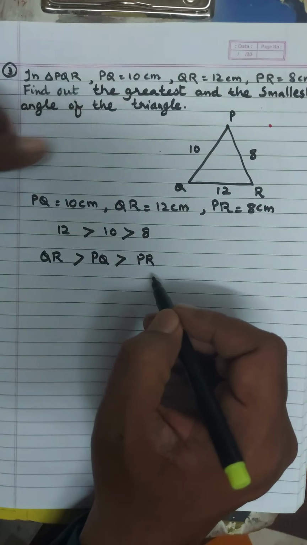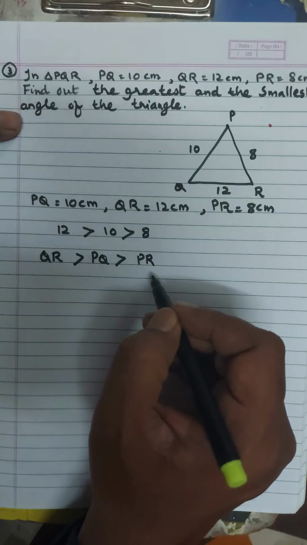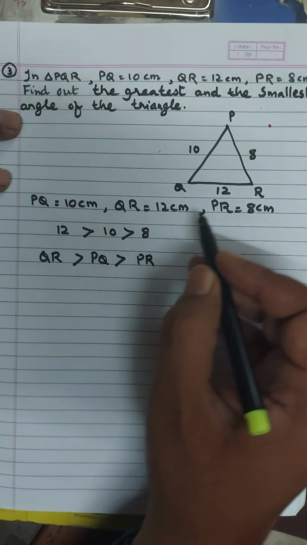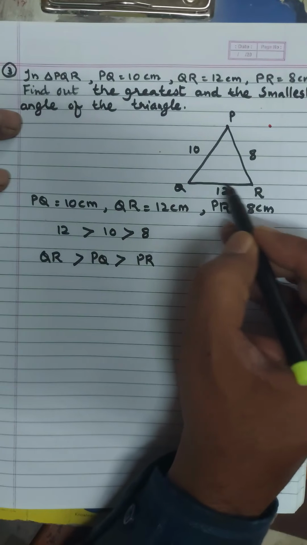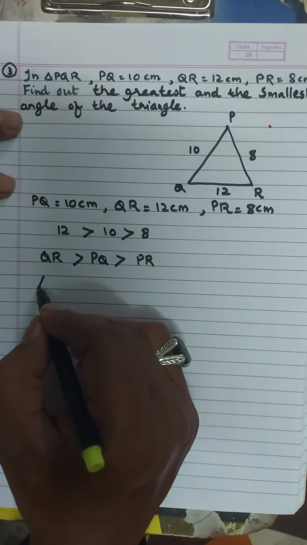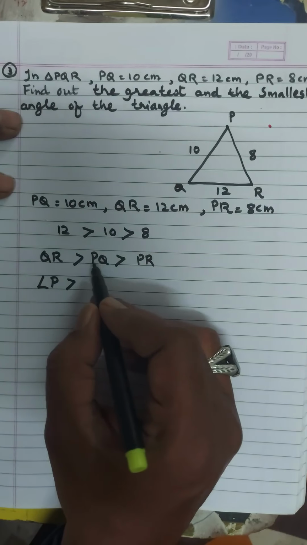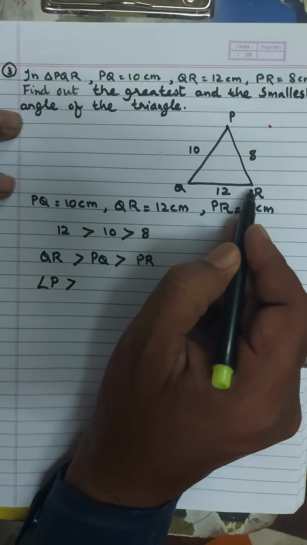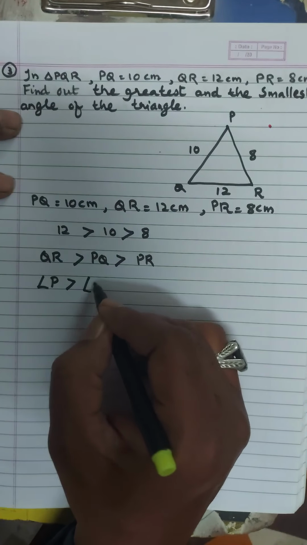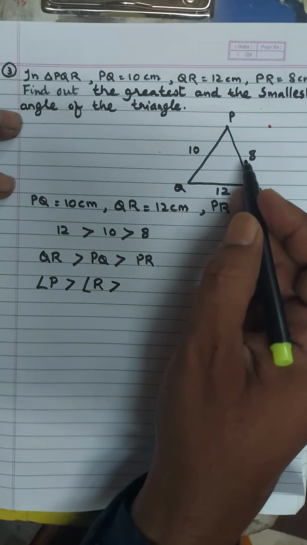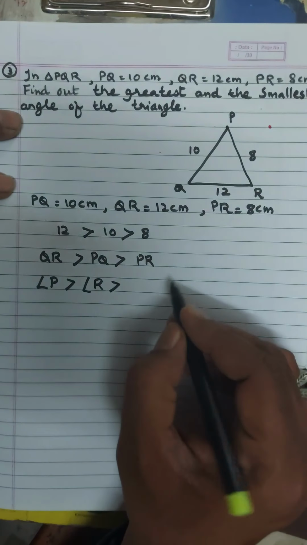Now we need to find here the greatest angle and the smallest angle of the triangle. Now see here, side QR. Where is side QR? This is side QR. Side QR, the opposite angle is P. So we need to write here angle P is greater than, where is PQ? So this is PQ. The opposite angle of PQ is R. So we need to write here angle R is greater than, PR. Where is side PR? This is PR. PR opposite angle is angle Q.